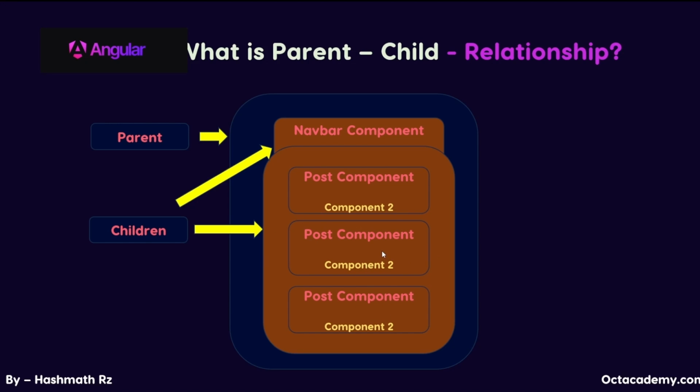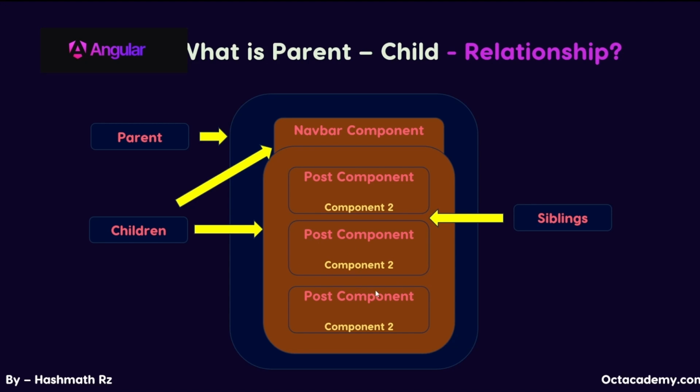Next is the sibling relationship. In this relationship, two components share the same parent, so they can communicate with each other indirectly via the parent component or directly via a shared service. Next we have the nested relationship. This is when you have multiple levels of parent and child components. For example, in a blog application, you might have a main component that includes a blog post list component, which in turn includes multiple blog post components.